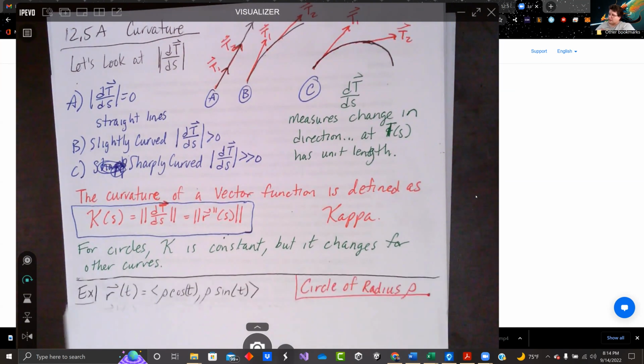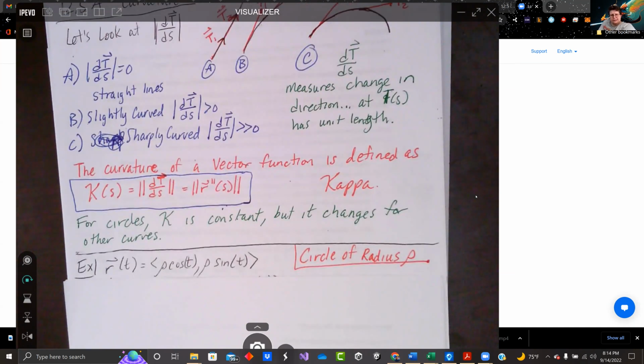It's kind of cool. So let's take a look at an example. We're going to use r of t equals rho cosine t, rho sine t. This is going to be a circle of radius rho. I'm deliberately using rho and not r because our vector function is called r. So to avoid confusion, we're using rho.